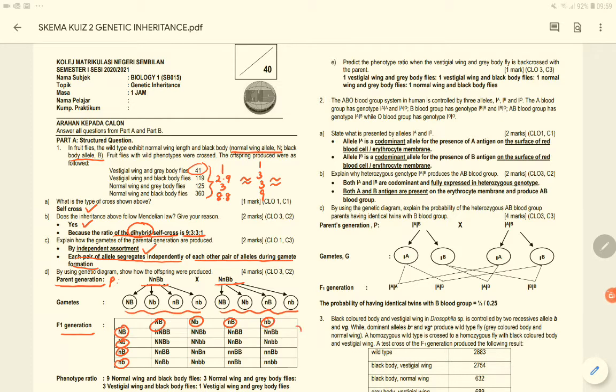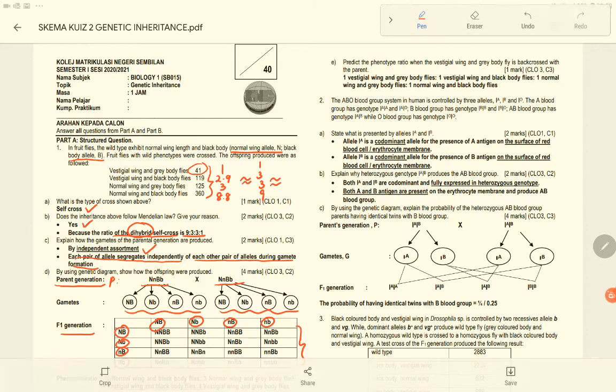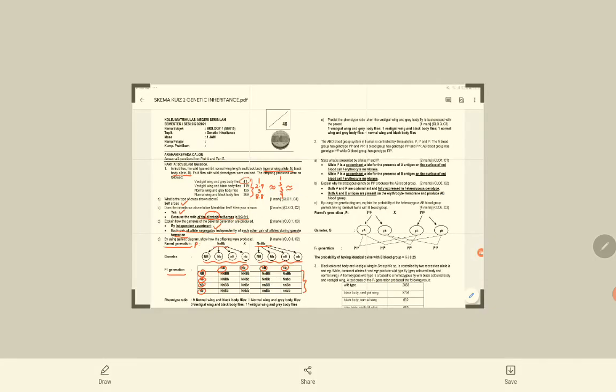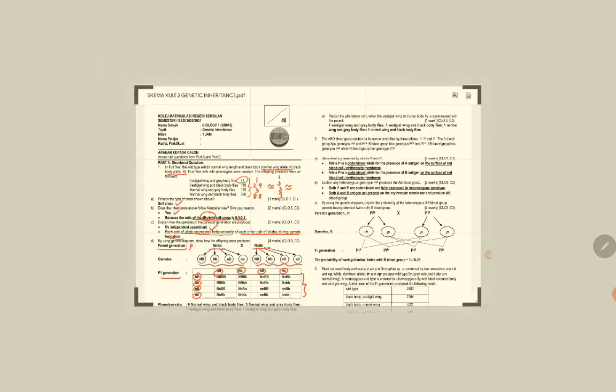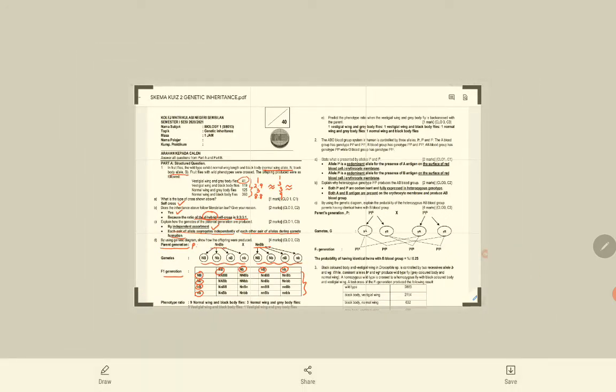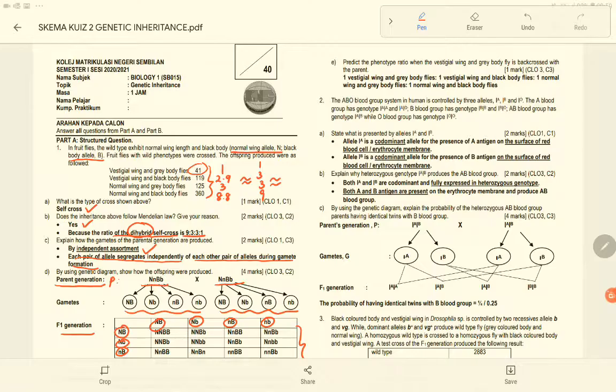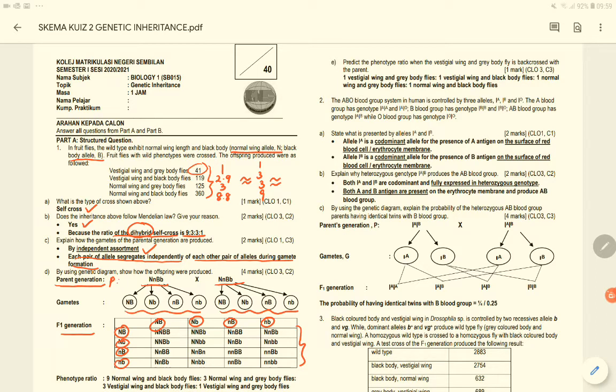So you have 16 possibilities, and your phenotype ratio is 9331. So 9 normal wing and black body flies to 3 normal wing grey body flies to 3 vestigial wing black body flies to 1 vestigial wing grey body fly.